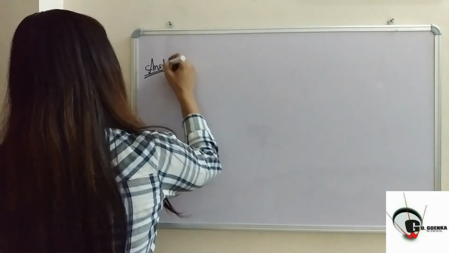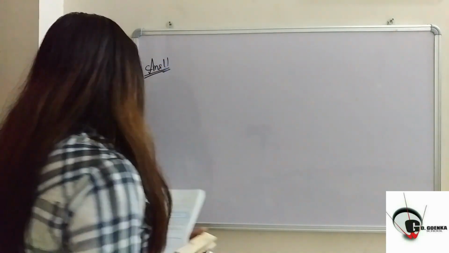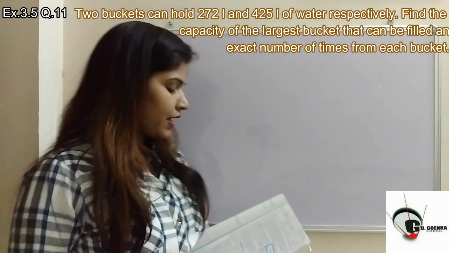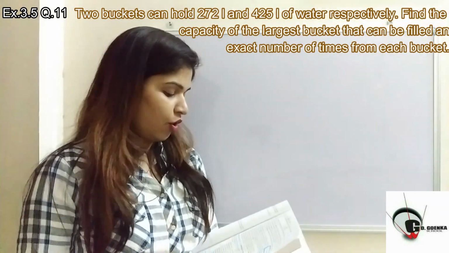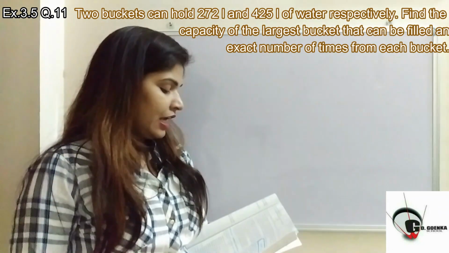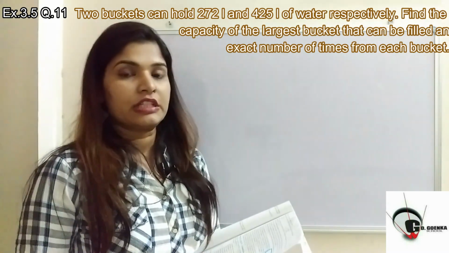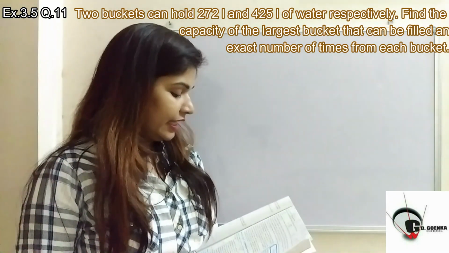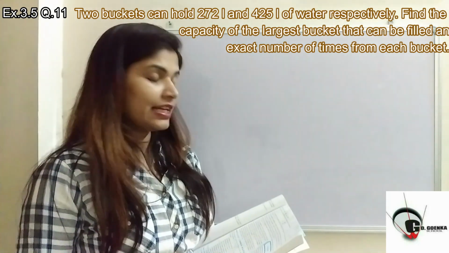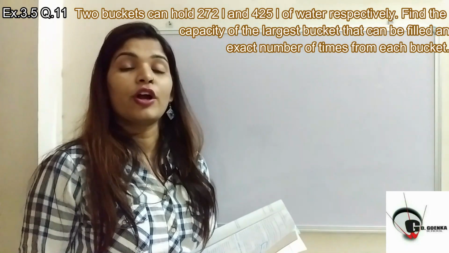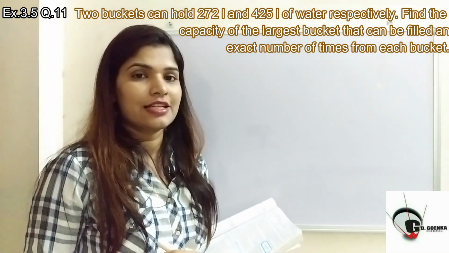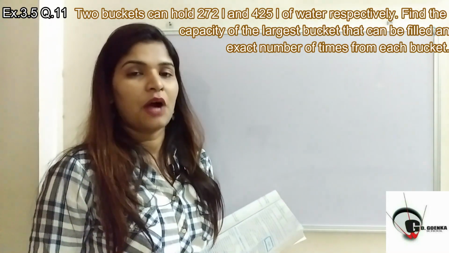The next question is question number 11 in this book. Two buckets can hold 272 liters and 425 liters of water respectively. Find the capacity of the largest bucket that can be filled an exact number of times from each bucket. Again we have the keyword largest. That means we need to take out the HCF.